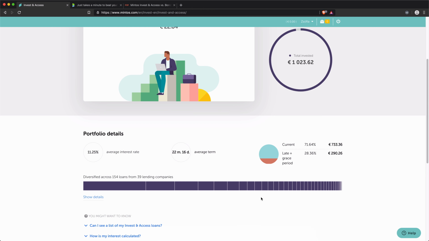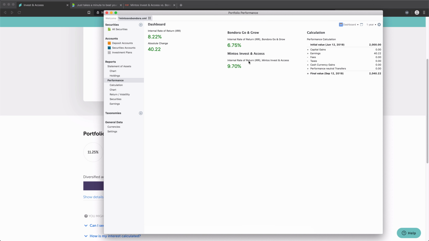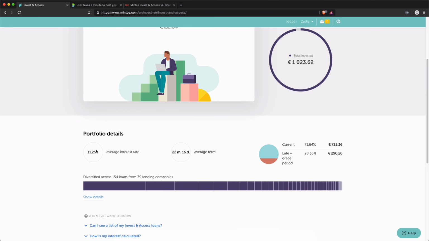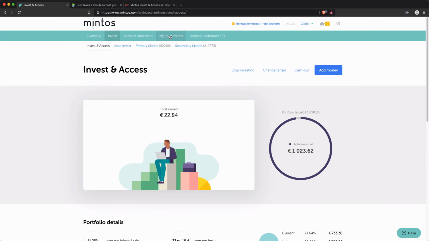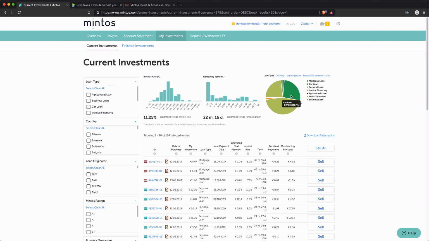And let's take a look at our internal rate of return. We currently have an internal rate of return of 9.7% per year, which is still a bit lower than the average interest rate of the portfolio. So let's see if we manage to get into double digits. Let's take a look at what we're actually invested in. Most of our money is in personal loans, followed by car loans and short-term loans.